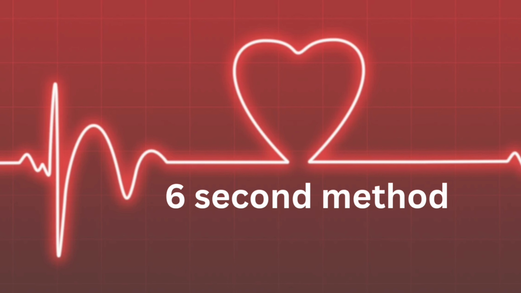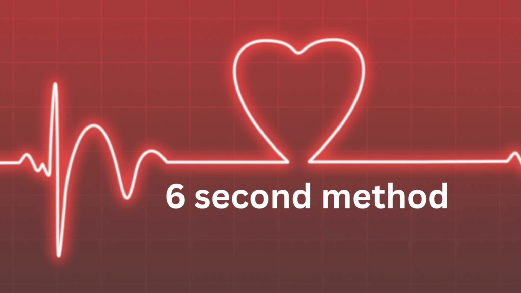Now coming to the 6-second method. Remember, in patients with irregular rhythm, such as atrial fibrillation, where the ECG has an irregular rhythm, you cannot use the 300 method, square counting method or 1500 method, because the distance between QRS complexes is somewhere smaller and somewhere larger. In such cases, you use the 6-second method. How do you perform the 6-second method?